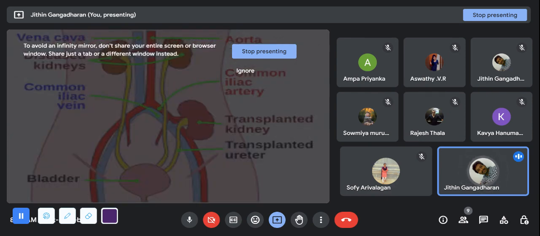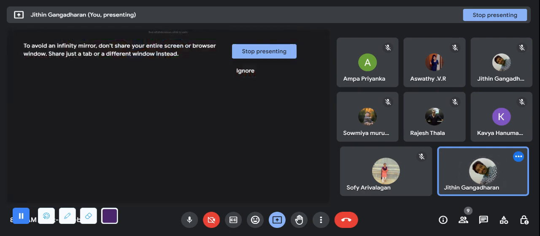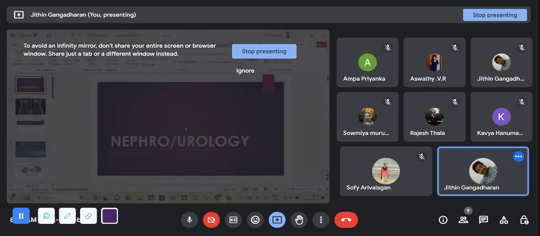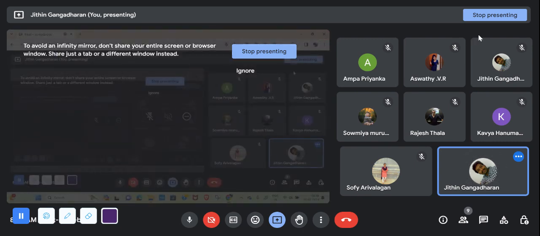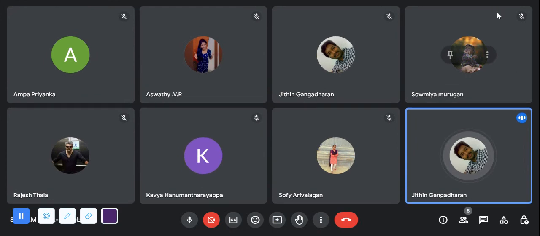Now, I just want you to understand that when a transplanted kidney is kept, it is kept in the pelvis. We won't take out the diseased kidneys. No diseased kidneys will be taken out, but a new kidney will be kept in the pelvis, the renal pelvis, by taking these arteries and veins from this area. No kidneys will be removed. So this was all about the basic anatomy and physiology. Does anybody have any doubt on this?